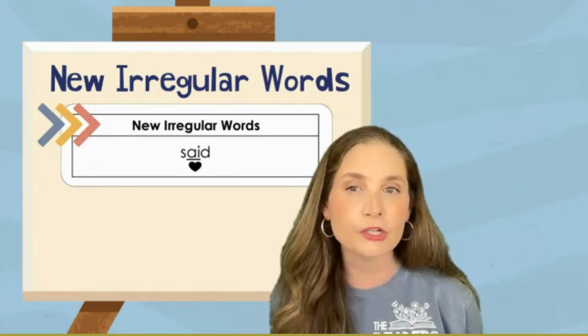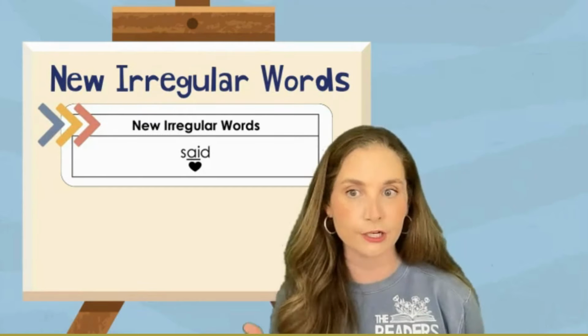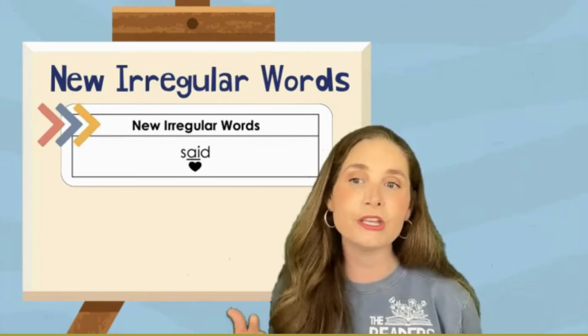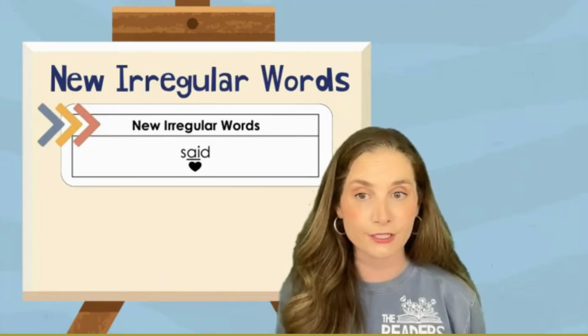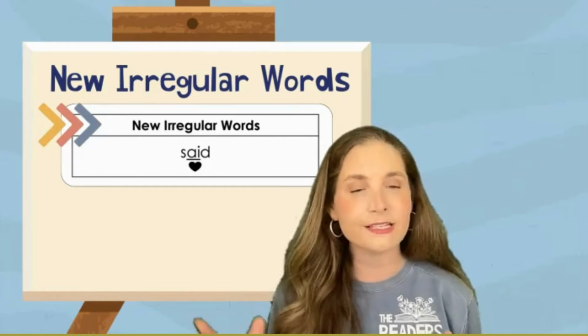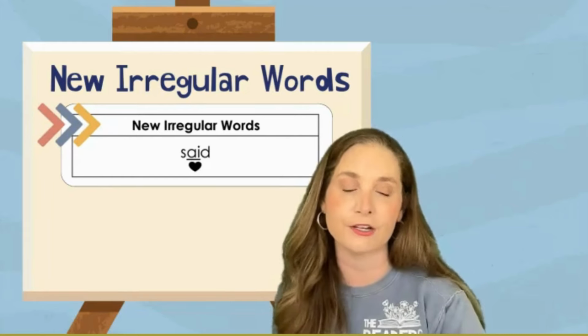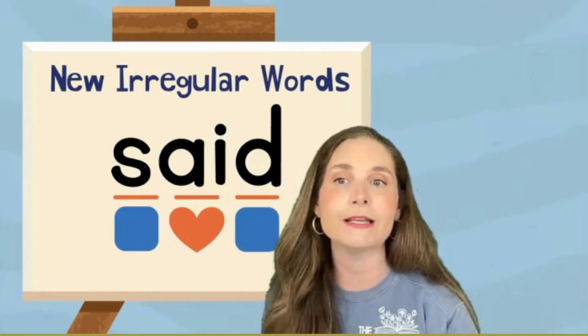Your child will also be learning irregular words at school. So irregular words are words that don't follow typical spelling patterns. Like, for example, the word said. So these are tricky words that students need to learn by heart. Some of these words are always going to be irregular words, like the word said, and some of them are temporarily irregular because your child hasn't learned that spelling pattern yet.